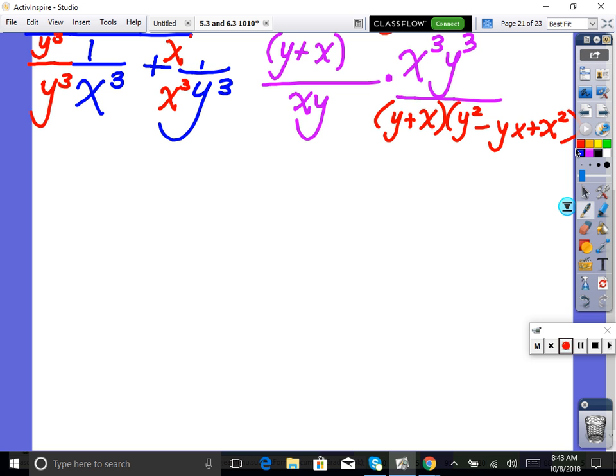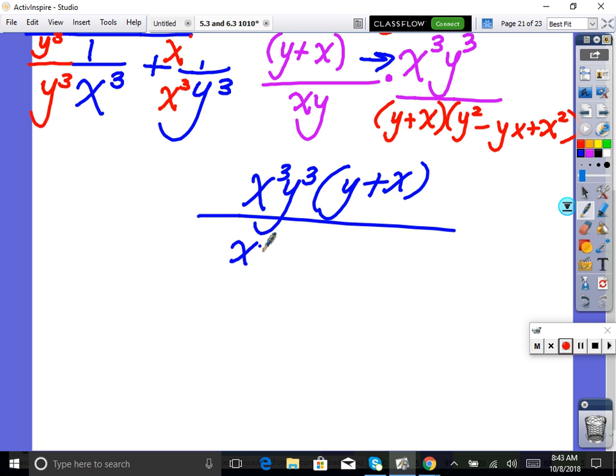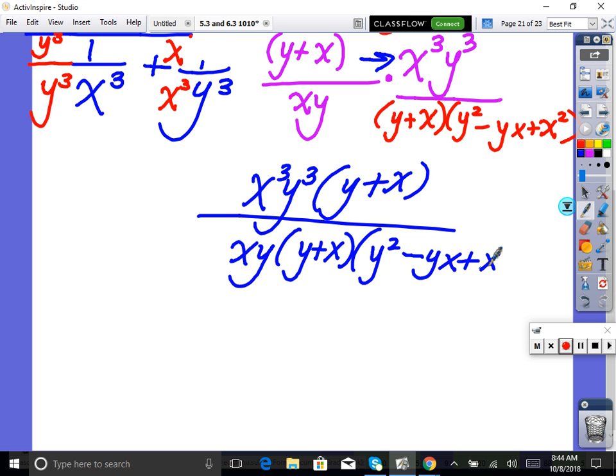So now on top, I have x cubed, y cubed. I'm multiplying straight across. I put those in front, it's just considered prettier. Then we have a y plus x. Then on bottom, I have an xy. Then I have a y plus x. Then I have a parentheses y squared minus yx plus x squared.